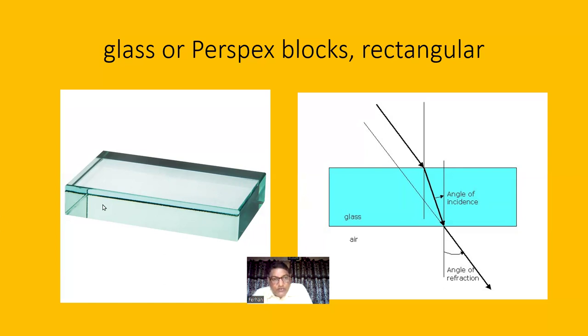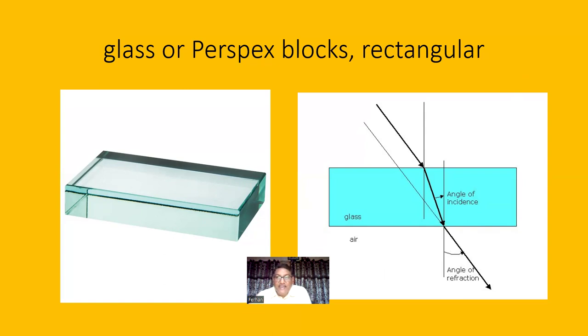Sometimes I use a source of light, for example a torch or a laser, to show you the incident ray, the emergent ray and the refracted ray here. Sometimes we put pins here. If I put 2 pins here, then I come to this side and see the image of those pins, and I put pin 3 and pin 4 here. I hope you remember that experiment. So these glass or perspex blocks are used there.